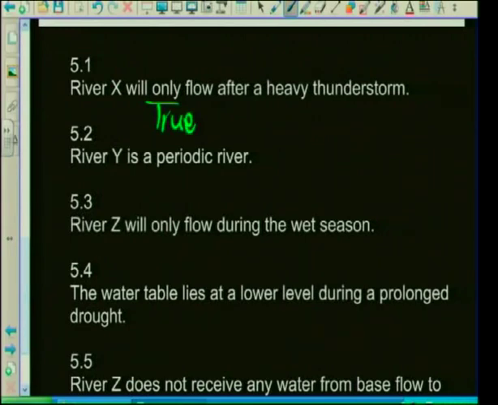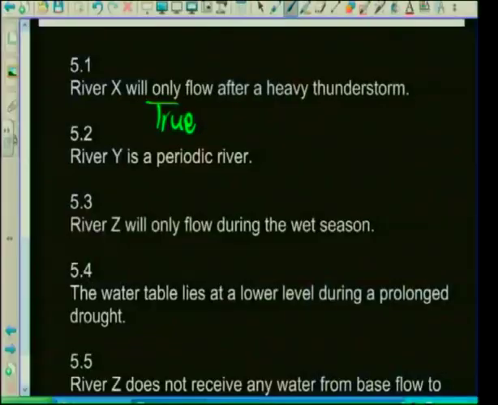Okay, so episodic does not rely on groundwater during the wet season or the dry season. It purely relies on a period of rain for a short period of time, and then that river dries up altogether. 5.2 says, River Y is a periodic river. I've said to you before, another name for periodic is what we call a perennial river. Okay, it only flows during a specific season.